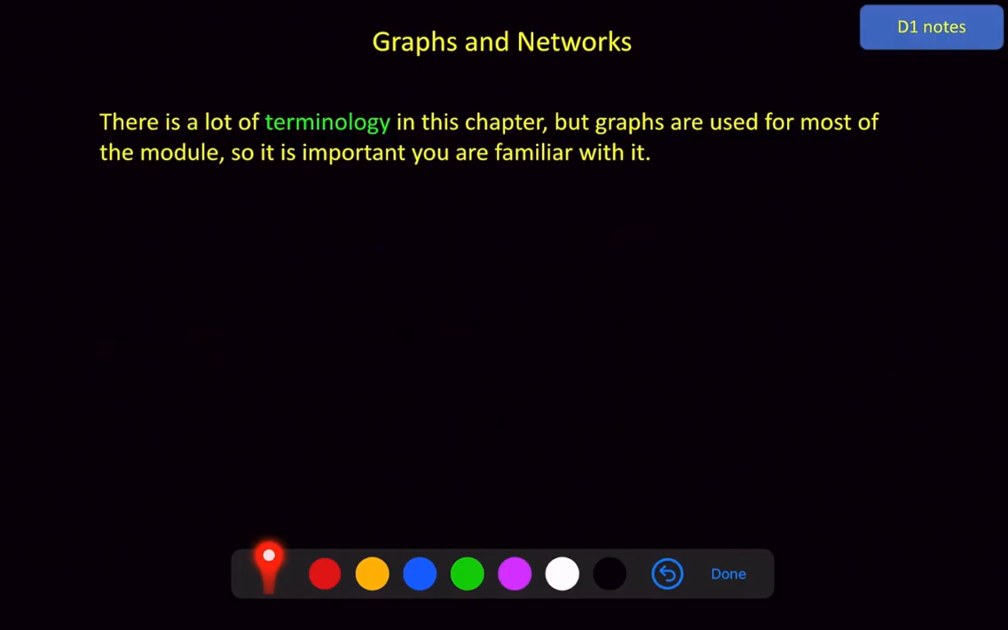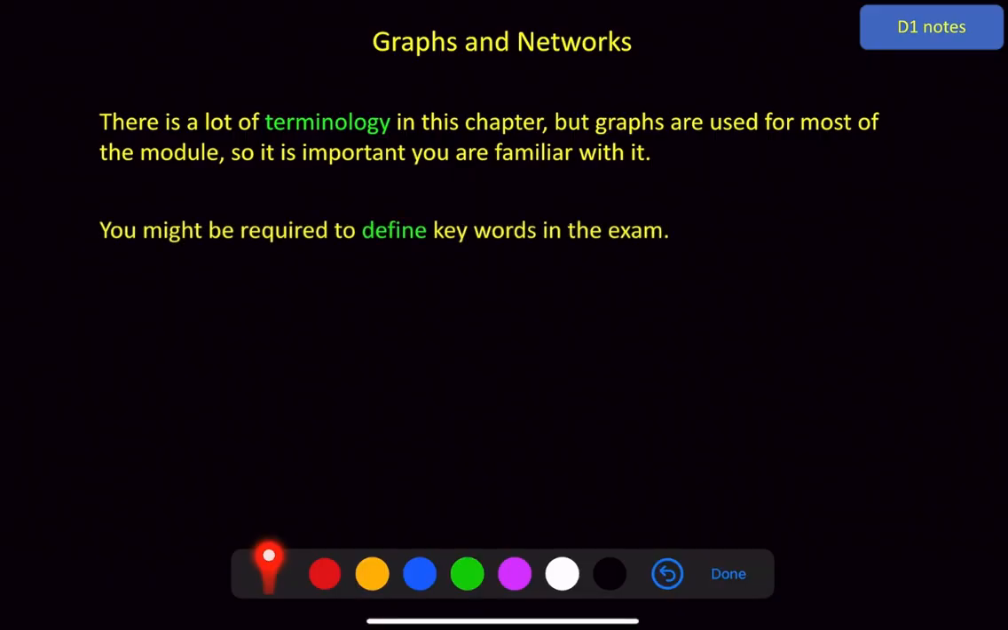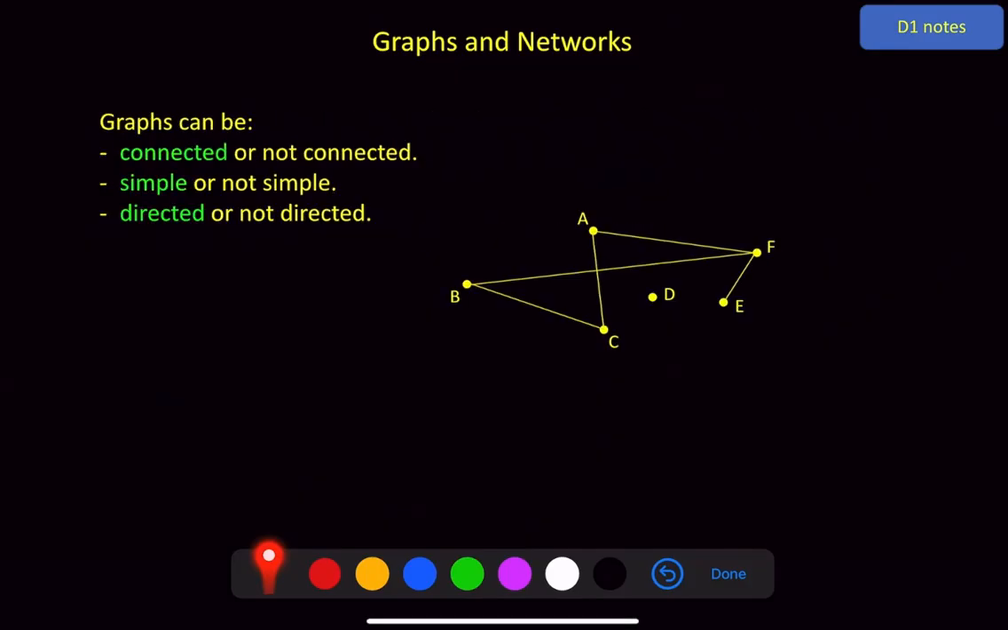So, as mentioned, there's a lot of terminology in this chapter, but graphs are used for most of the module, so it's important that you're familiar with it, and you might be required to define keywords in the exam. Graphs can be connected or not connected. Connected means all of the vertices are connected. So this graph is not connected. If I add a line here between C and D, now this is an example of a connected graph.